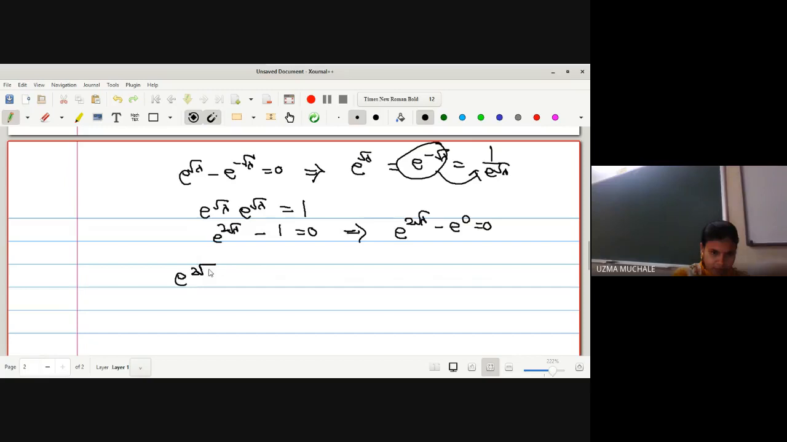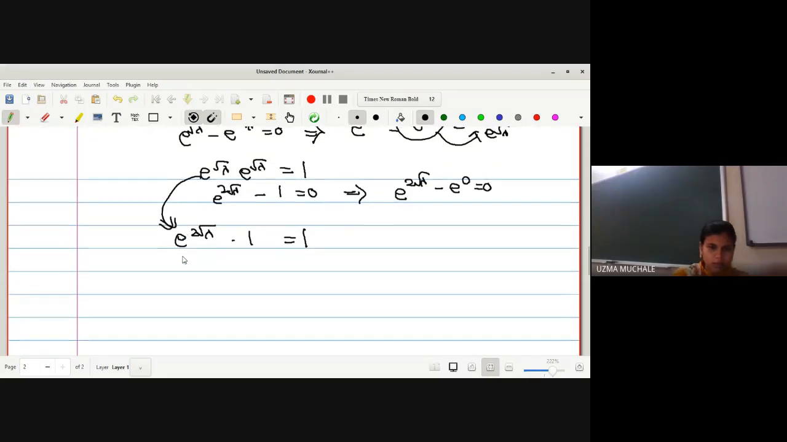For that we can do another thing: e raised to 2 root lambda into 1 is equal to 1. This step I can write as into 1 is equal to 1. If you multiply by 1 for any term, it will not have any effect. Correct? So this one I can now write in the form of e raised to I 2 pi n is equal to 1.